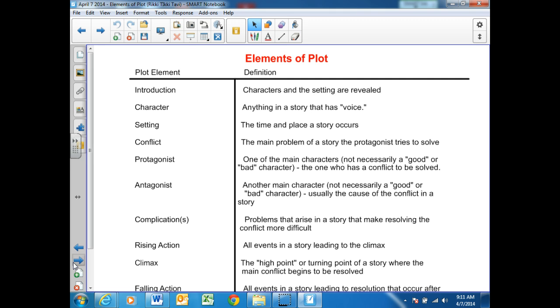And first of all, I told you at the introduction, the beginning of the plot line is where we have our characters and setting. And here's the thing about characters. This is important, and I want you to know this.